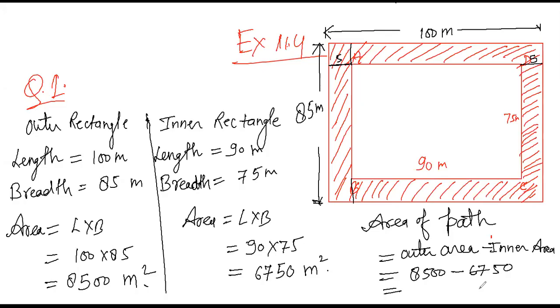What is that? 0, 5 and 5, this will be 14, 7, 7 and 7, 6, 1. 1750 meter square. Is it clear to everyone? Yes, sir. Now this is the answer in meter square.